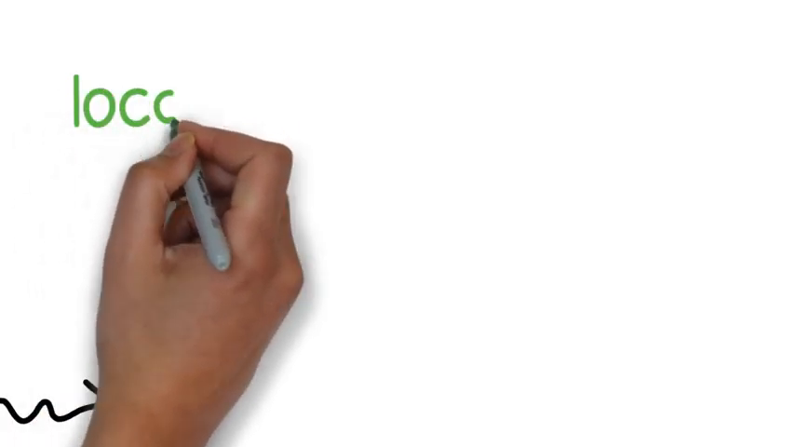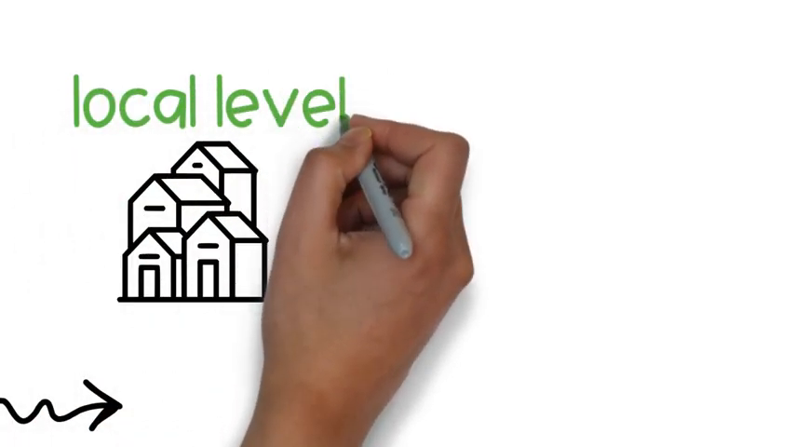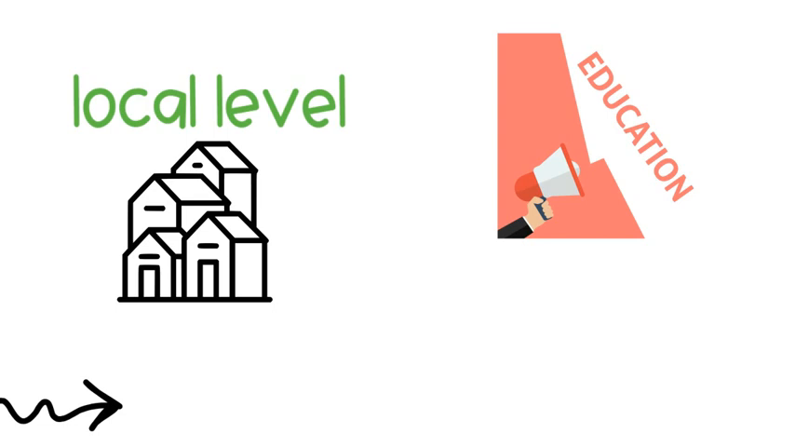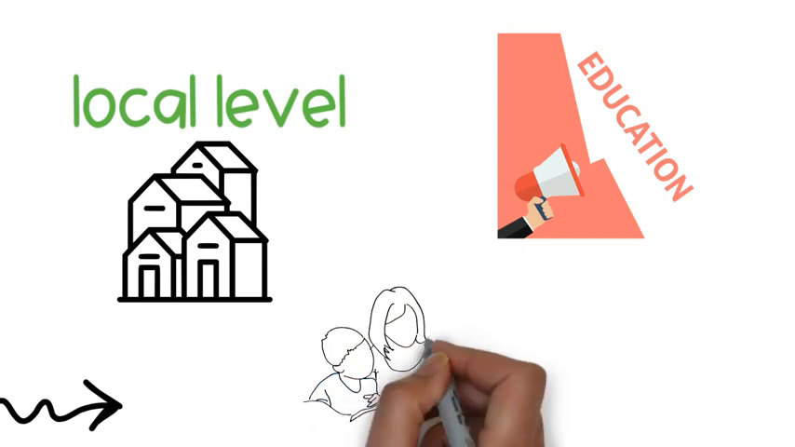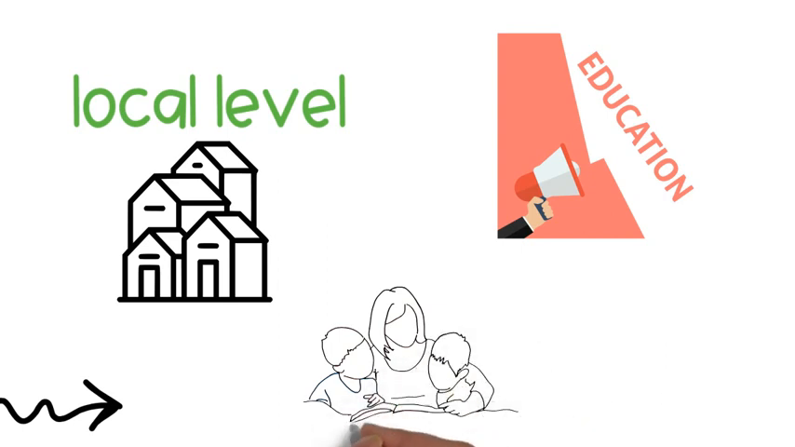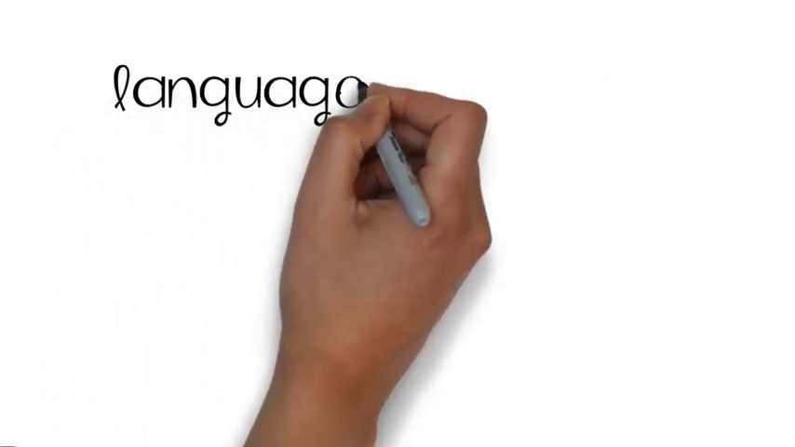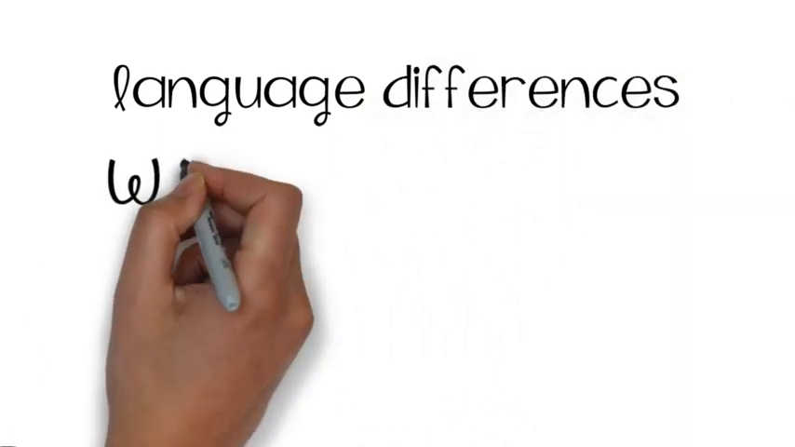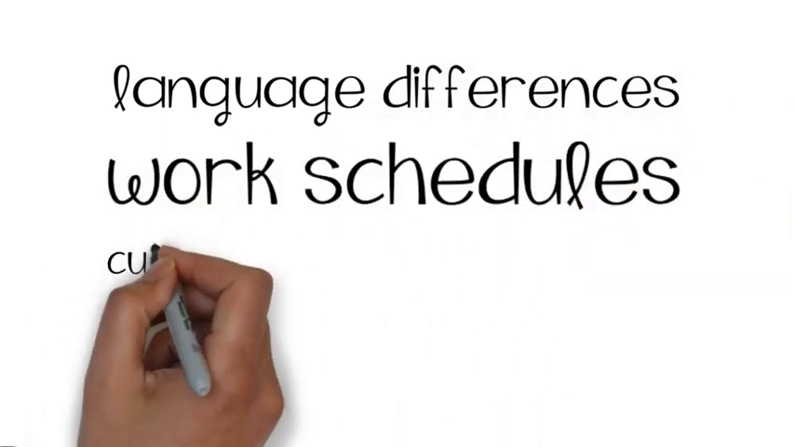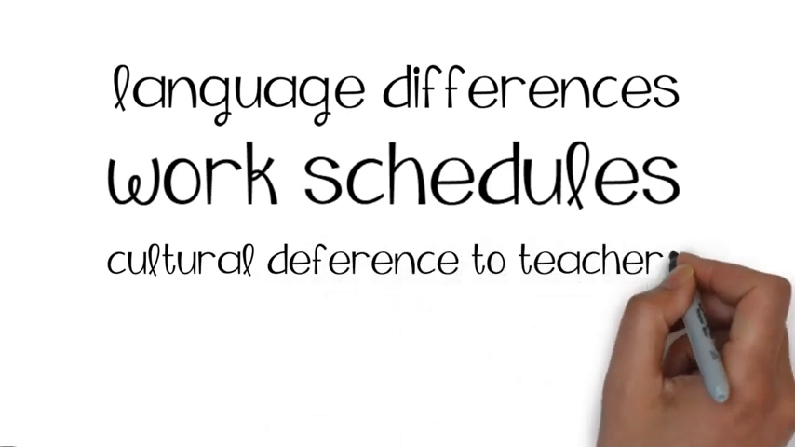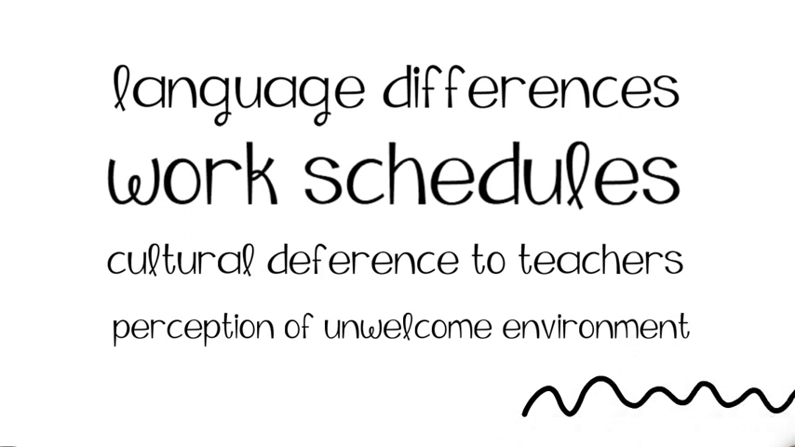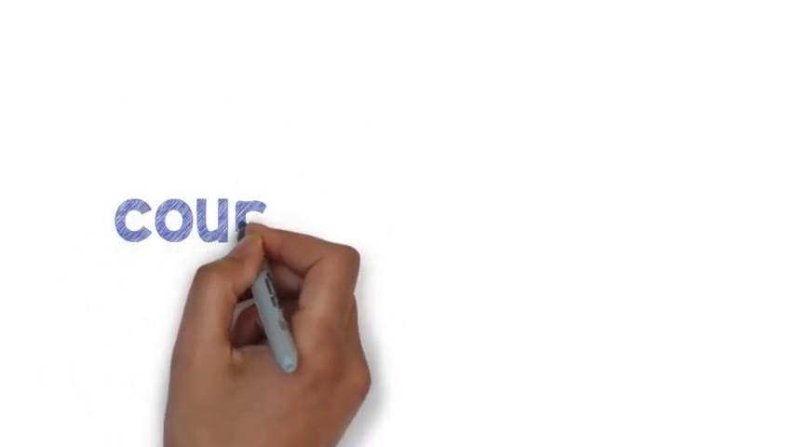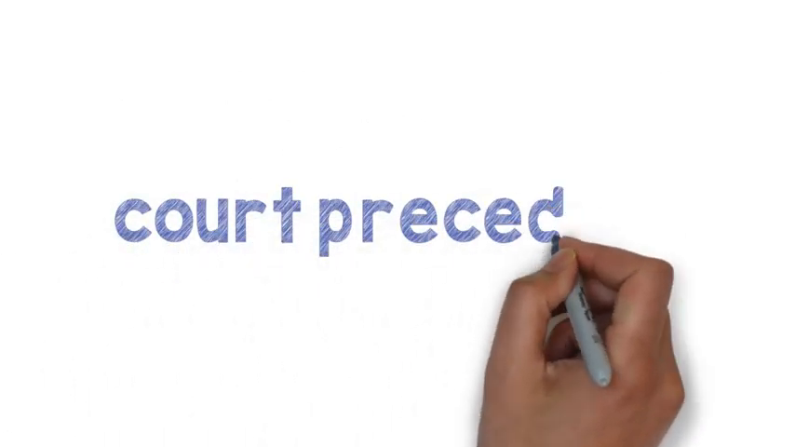At the local levels, there seems to be a lack of advocacy for the rights of CLD students to an appropriate education. This has limited the availability of appropriate program models for CLD students. Parents of CLD students may also be limited in their ability to advocate for their child. Reasons for this may include language differences, work schedules, cultural deference to teachers, and a perception of an unwelcoming school environment. In America, the laws and policies created drive the quality of education.